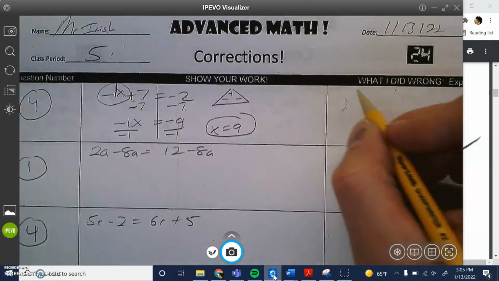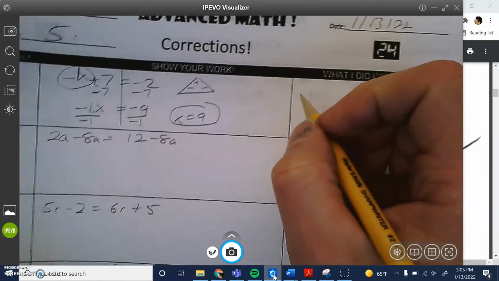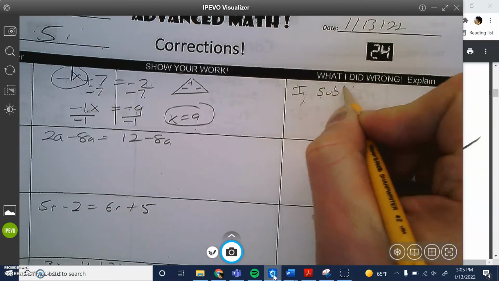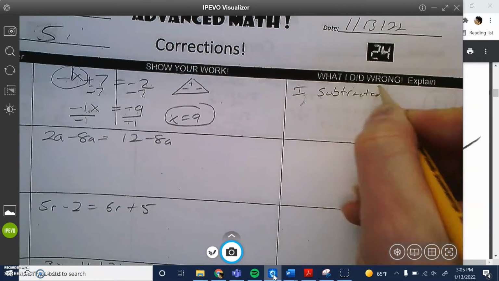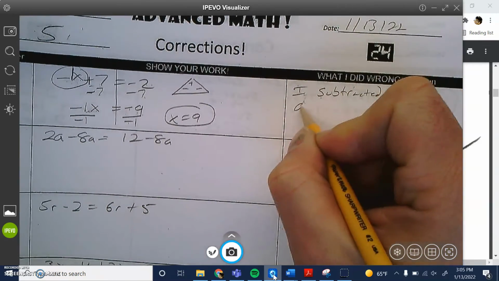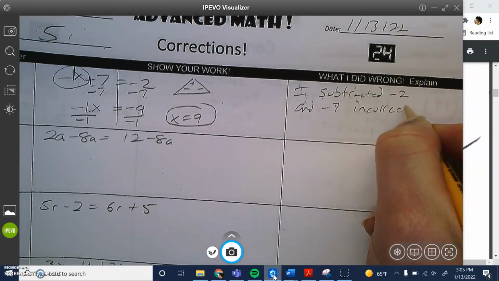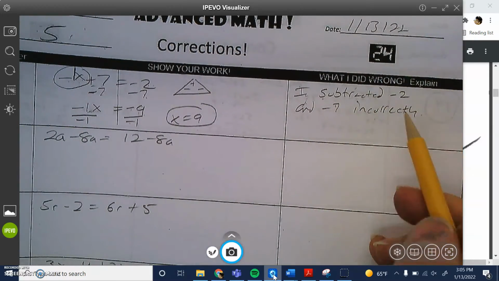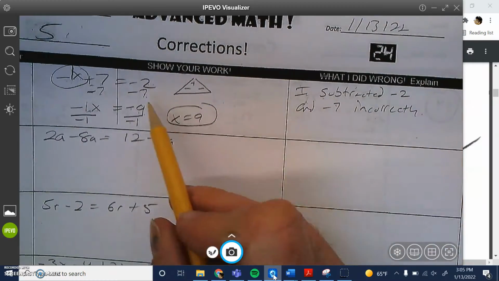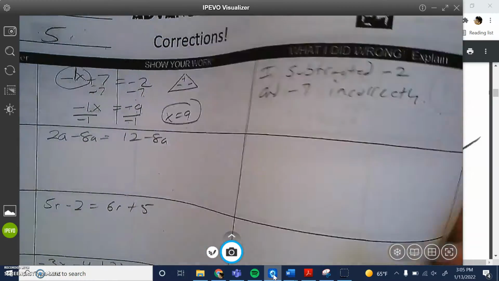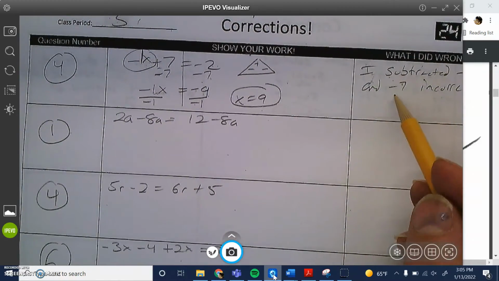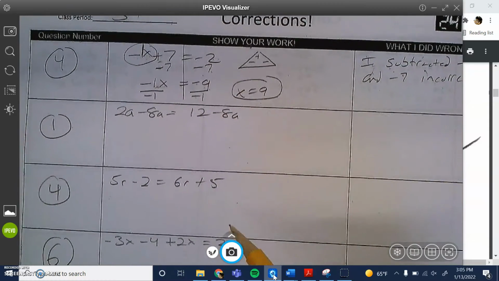For example, I subtracted negative 2 and negative 7 incorrectly. That's a good explanation. If you did that step wrong, or whatever step wrong, write it in. Or I didn't get to that problem yet, but now I see what's going on.